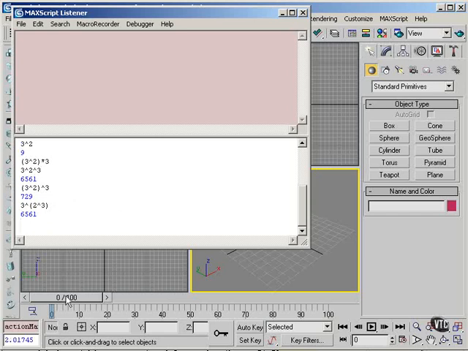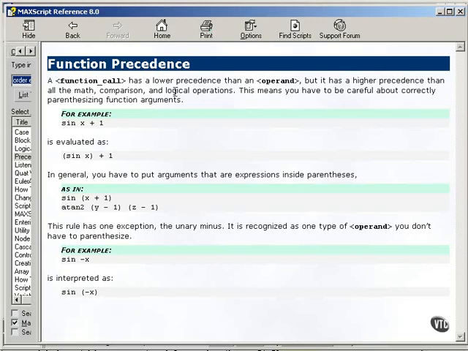So one other thing that I'll mention is that there are special rules for the precedence of functions. We really haven't covered functions yet. That's in another movie. But a function call has a lower precedence than an operand, but a higher precedence than any math comparison or logical operation. So they give the example that the sine of x plus 1 is evaluated as the sine of x, plus 1, not the sine of x plus 1.